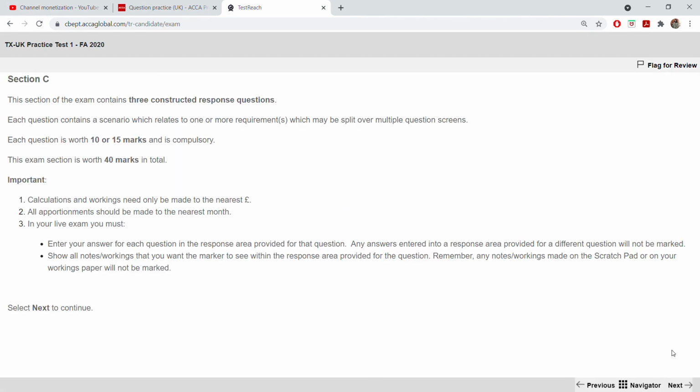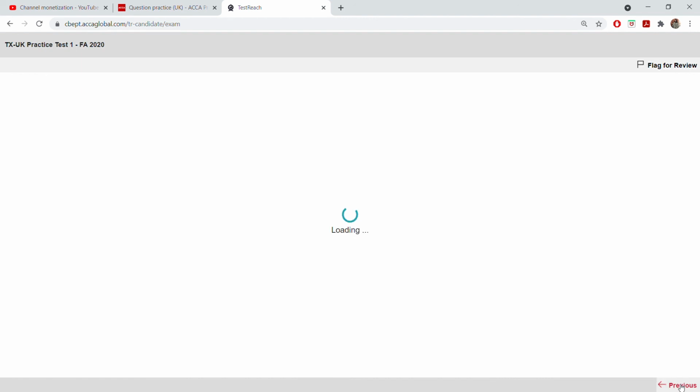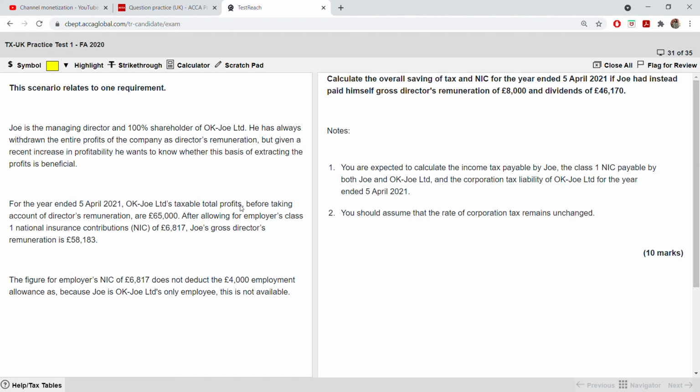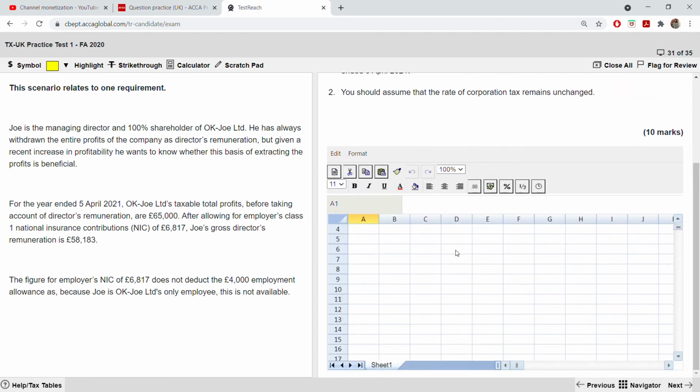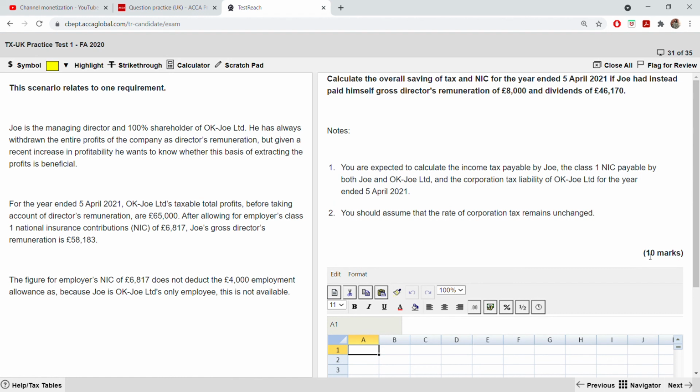Section C, you can see 40 marks in total. You have to write. And if you see, this is how a section C question looks like. Again, a case study is here, but on the right side there are no options for you to select or write one answer. You are given an Excel, so you have to do workings on Excel, and it's for 10 marks. What are you supposed to do?